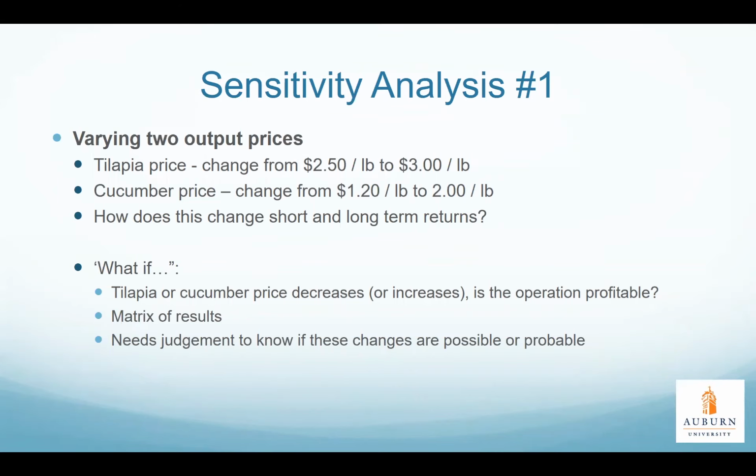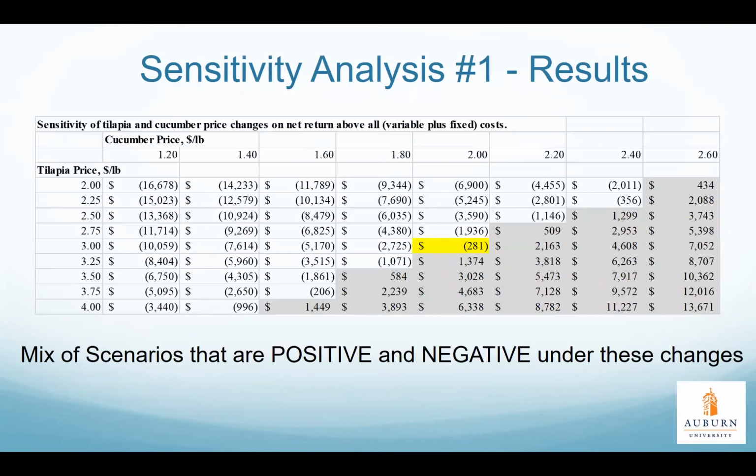But you need to use judgment. Can these prices actually be obtained? And if you just give a high price and say, look, I'm making money, that will have to be tested in the marketplace. So what you can see here are cucumber prices at $1.20, which is what we used in our analysis, all the way up to $2.60 per pound in 20-cent increments, and the tilapia price from $2 to $4 in 25-cent increments as well.